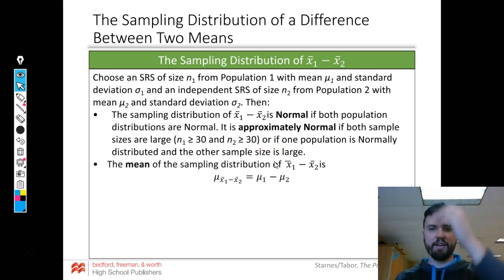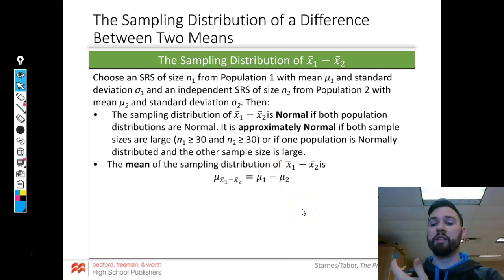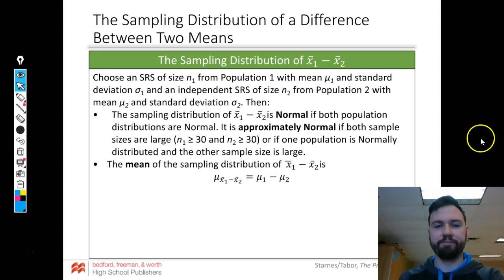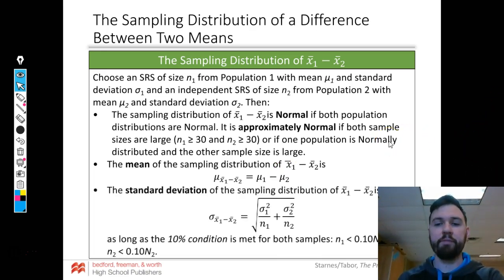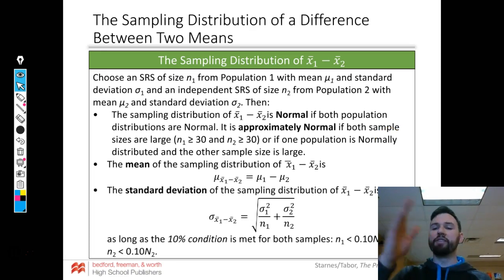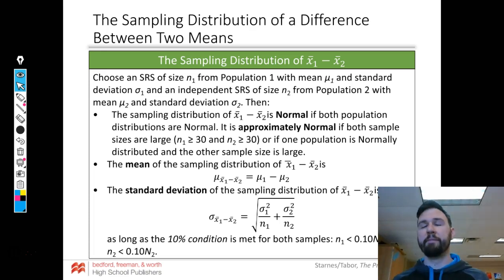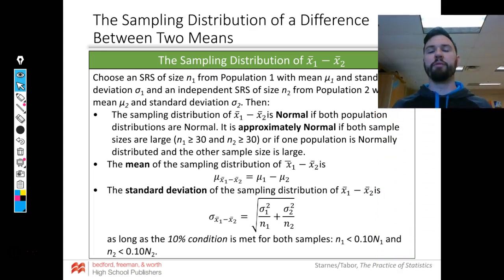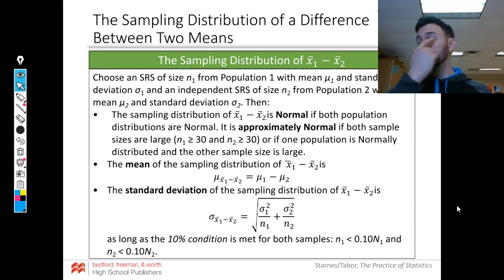Whoa, what's going on with my hair? The mean, you just subtract the means of your distributions. Standard deviation, you take the standard deviation of each set. Remember to divide by n1 and n2 respectively, because we're looking at the standard deviation of the sampling distribution, not of the population. So make sure you square them, add them together, square root. This is all review from chapter 6, chapter 9. This is from everything combined. 10% rule, still the 10% rule. Make sure you check it for both sets of data.